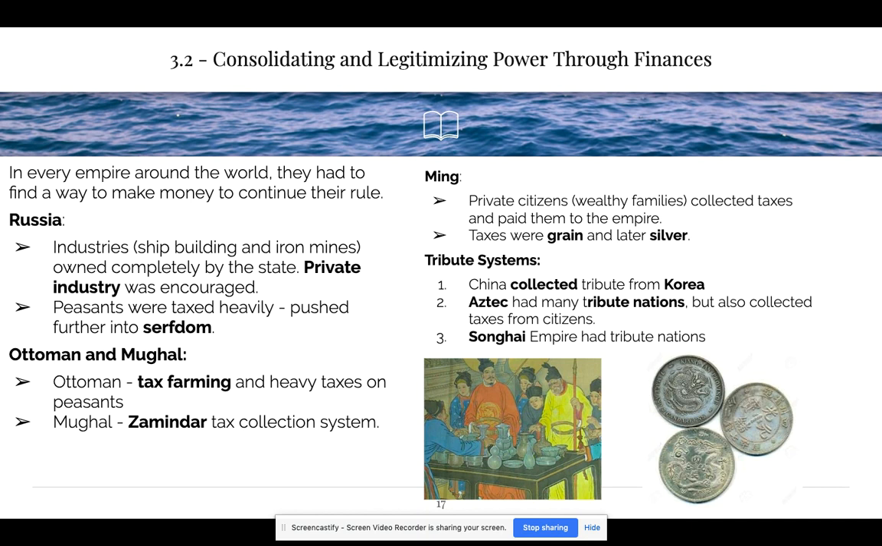We see the tribute system is a continuity throughout history. That's something that we've seen throughout different empires that we've learned about. China collected tribute from Korea. The Aztec Empire had numerous tribute nations, but they also taxed their citizens, so they had a lot of tax income. And then the Songhai Empire in Africa also collected tribute. So, how did they legitimize power through finances? They taxed people. That's basically it.